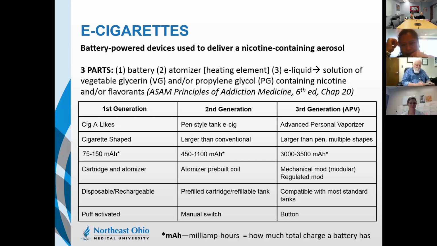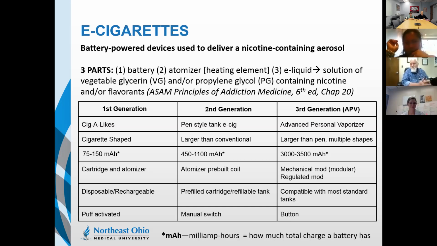And then the 3rd generation is called the Advanced Personal Vaporizer. There's lots of different shapes and sizes, and as you can see, it's like triple the charge of the 2nd generation one, so up to 3,500 milliamp hours. And then they have different names, like the mechanical mod or the regulated mod, so that's the way they call the coils. And it is compatible with most standard tanks, and this has a little button that you press.